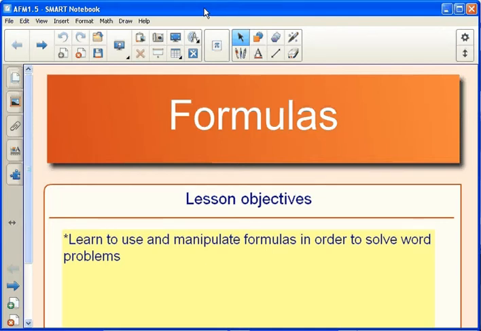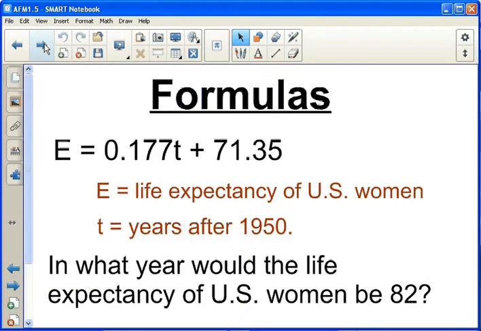This lesson talks about formulas. It goes from anything from being able to solve a formula for a certain variable to creating formulas from English. So it's lots of different tools that you'll need in this course. So first of all, I'm just going to start off with an example.